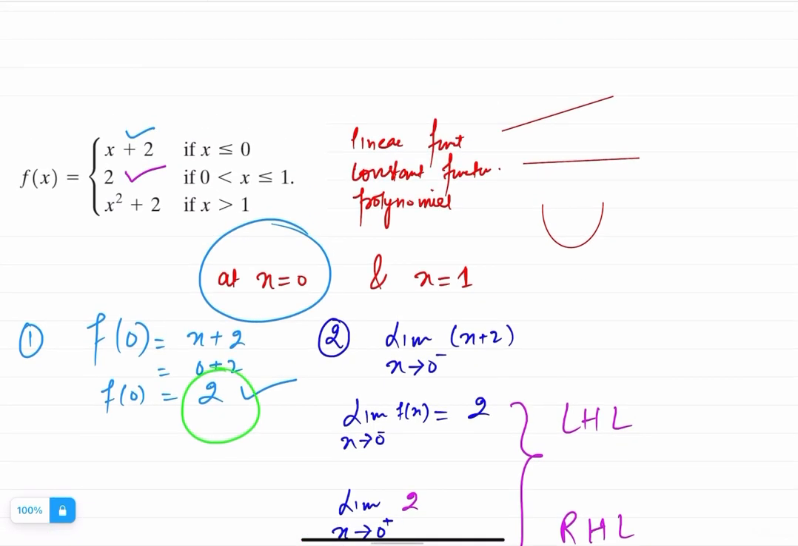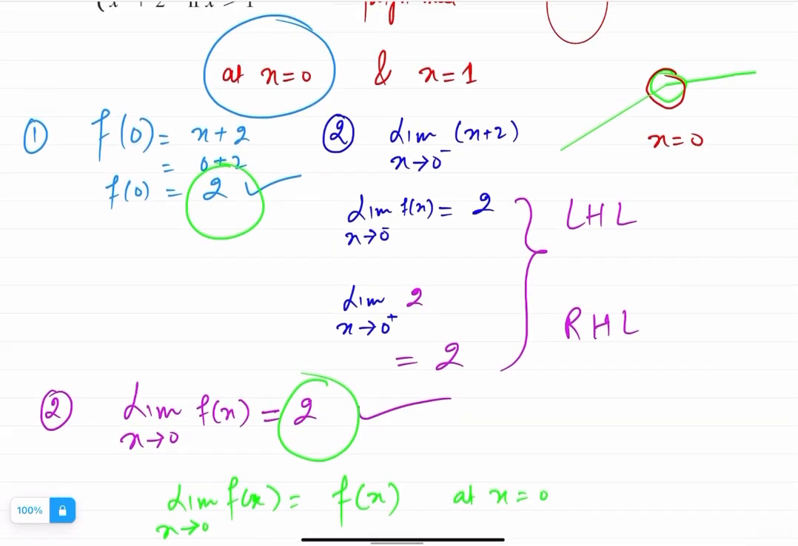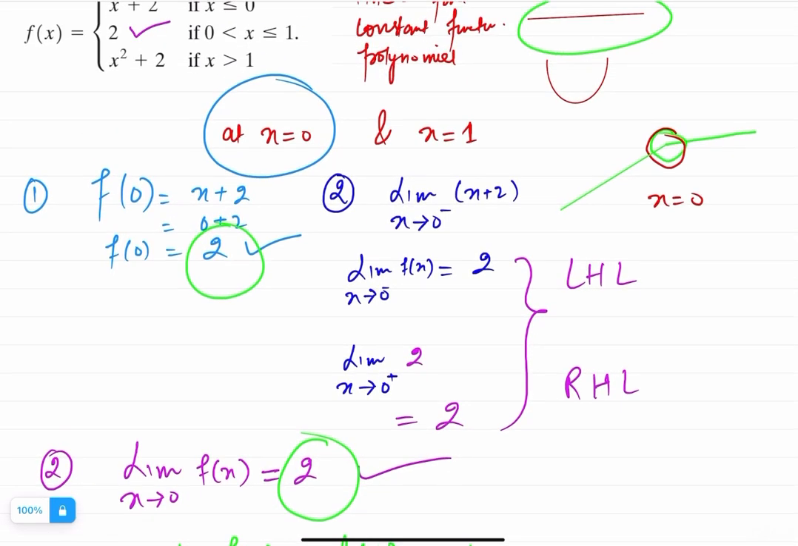That means the first part, this linear part, and this constant part, they are joined together without any discontinuity. At x equal to 0, they're joined together, they're merged together. So at this point, the function is continuous. Now we have checked that at x equal to 0 it is continuous. We will have to check for x equal to 1.